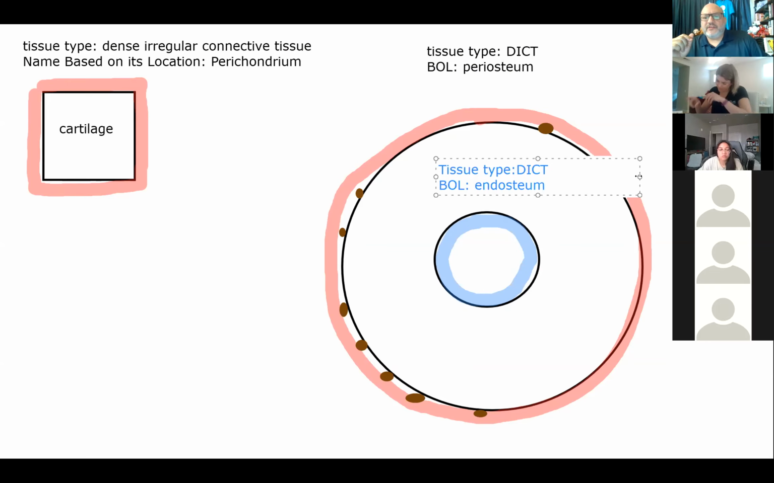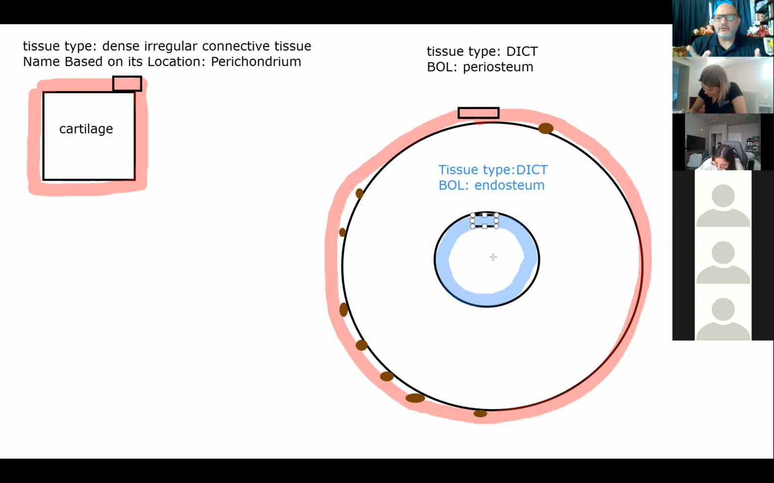Here's one of the important things to remember about all of these. If I were to take a chunk of this perichondrium, a chunk of this periosteum, a chunk of this endosteum, rip them off and look at them under the microscope, they would all look the same. They are all dense irregular connective tissues. The only difference is where they are located. And so that is why we give the three of these names based on their location.